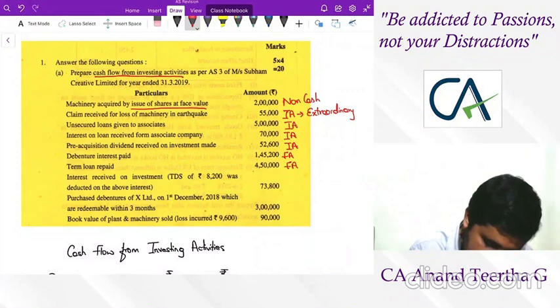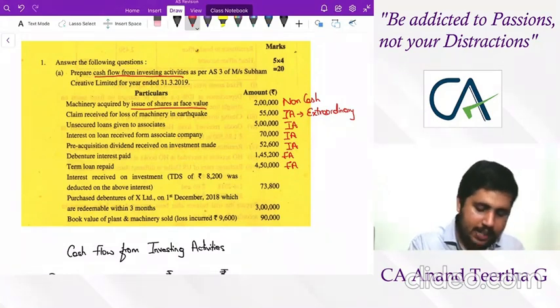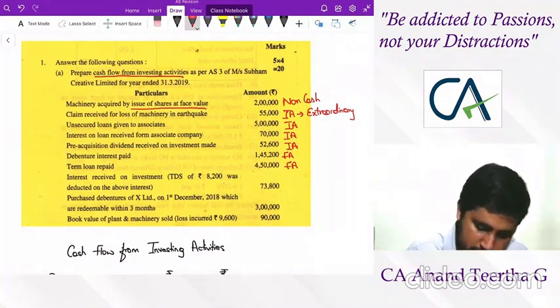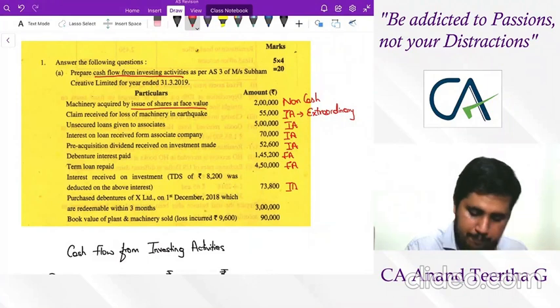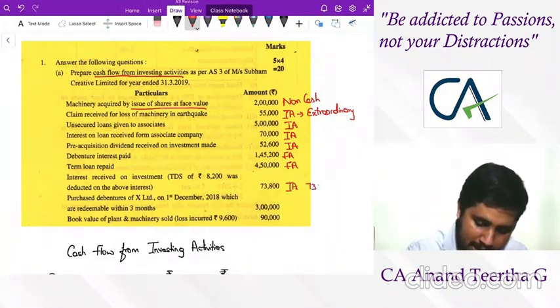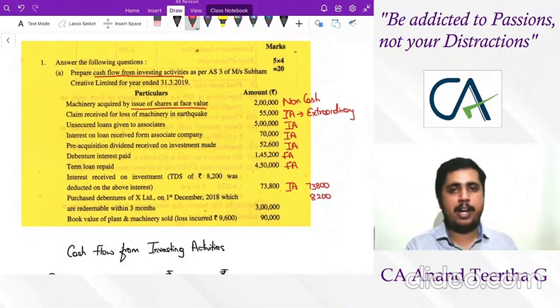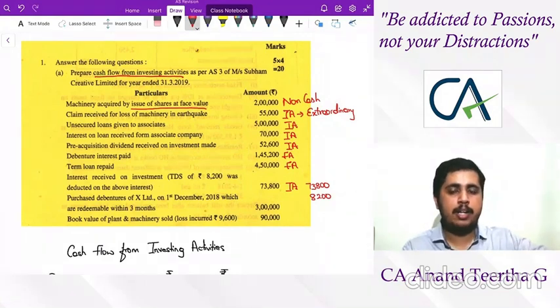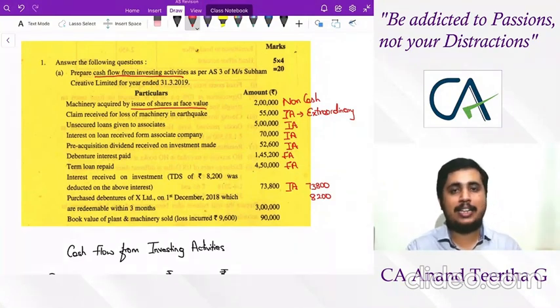Interest received on investment, 8,200 TDS was deducted from the above interest. Interest received on investment, first of all, is investing activity. And what is happening? 73,800 is what we have received. 8,200 TDS has been deducted. What is the concept? From the total interest, some part will be deducted as tax and deposited with the government. The balance amount will be received by the company. That is how taxation works.